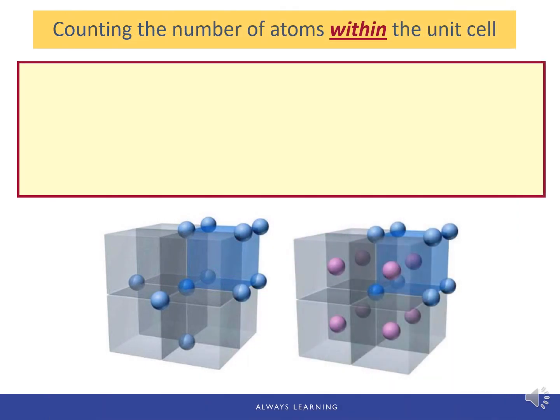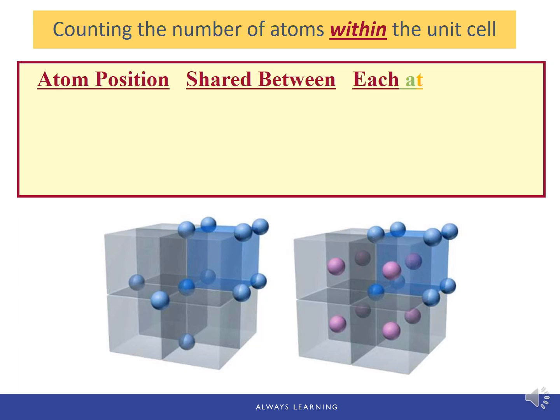Now, in order to calculate the density of a material with a given crystal structure and atomic weight, we need to know the number of atoms within each unit cell. To count that, if an atom is located at a different position, it will be shared by a different number of cells. So let's take a look at those atoms at different locations. First, the atoms at the corner.